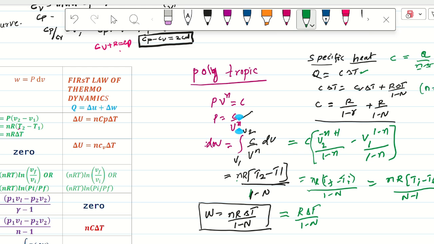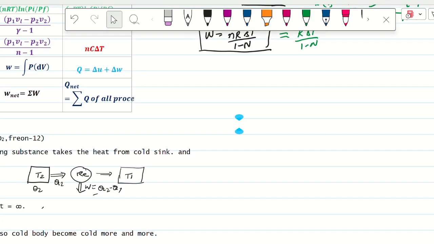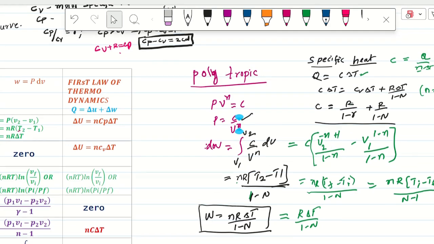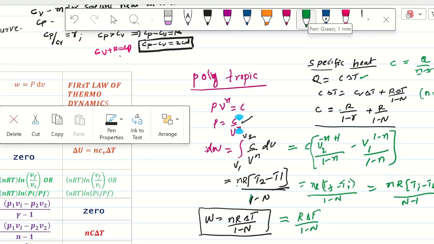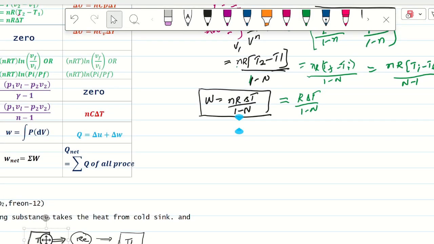So now C is equal to Cv. You know the relation between Cv, Cp and gamma. Cv is equal to R by gamma minus 1, and here it is R by 1 minus n. So now if you substitute the n values, 1, 0, infinity and gamma. n is equal to gamma, then the specific heat is equal to 2R by 1 minus gamma. That is the specific heat for the adiabatic process.